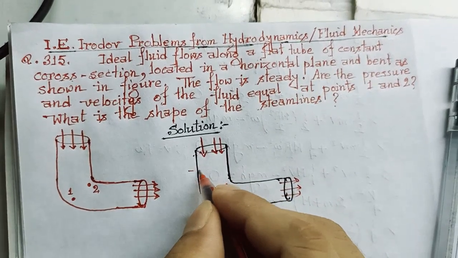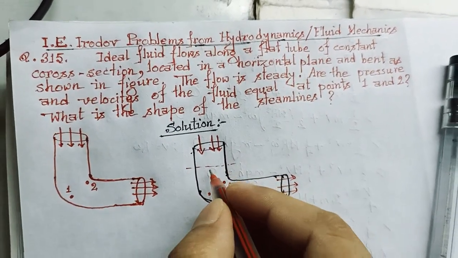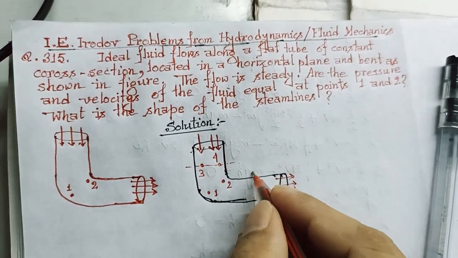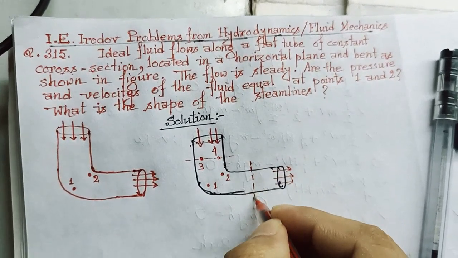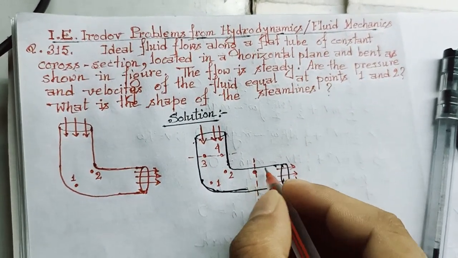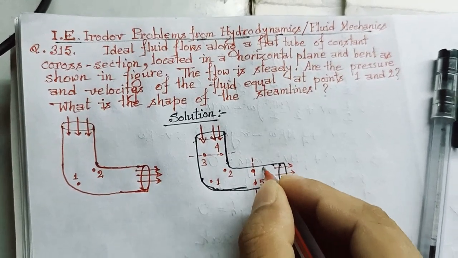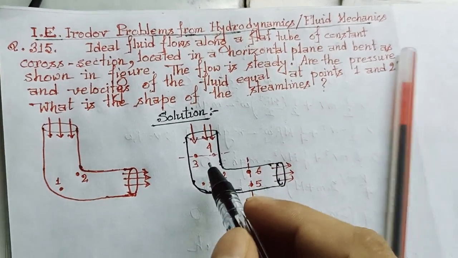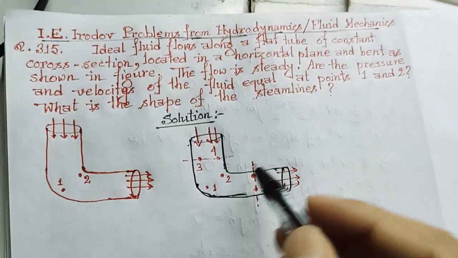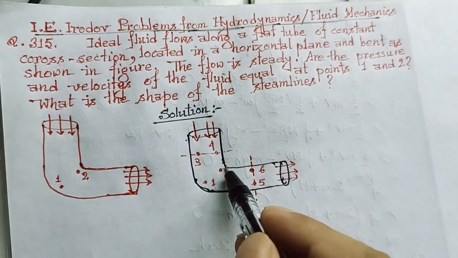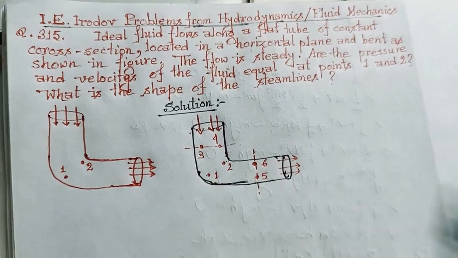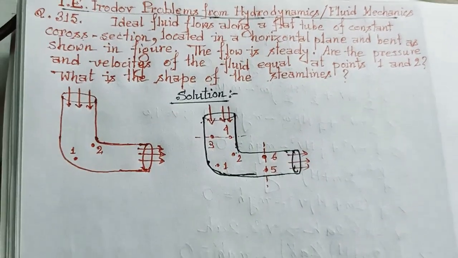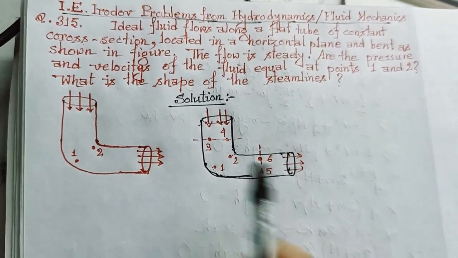So now we can take another points: point 3 is here, point 4 is here, and on this side there are 2 points, point 5 is here and point 6 is here. Now we see that the area of cross section for section 1 2 is more than section 3 4 and section 5 6. First of all we'll compare the pressure at point 1 and 2.